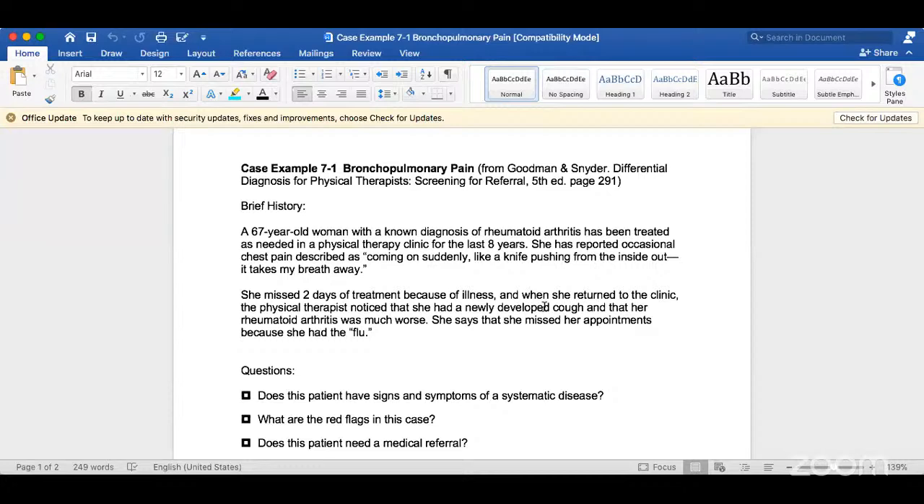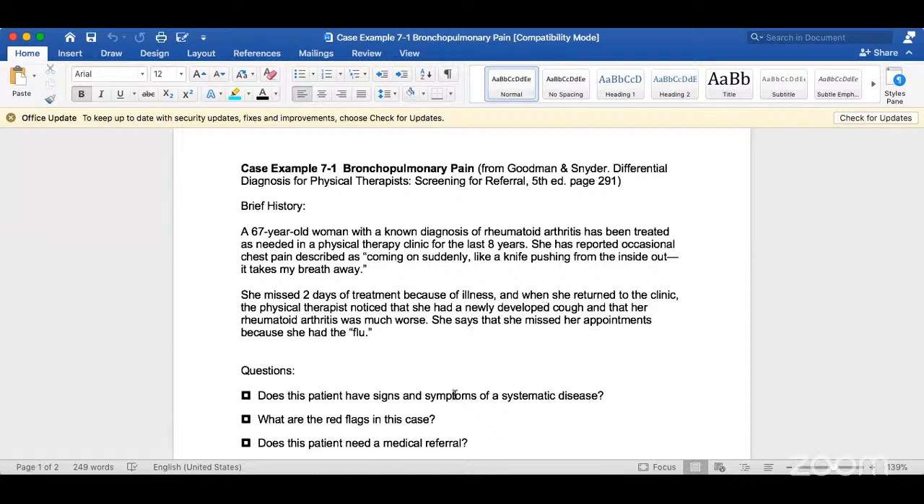Yeah, this patient has the symptoms of systemic disease. Okay. Because apart from the rheumatoid arthritis, she has chest pain, which of course later was thought to be flu. So, okay.